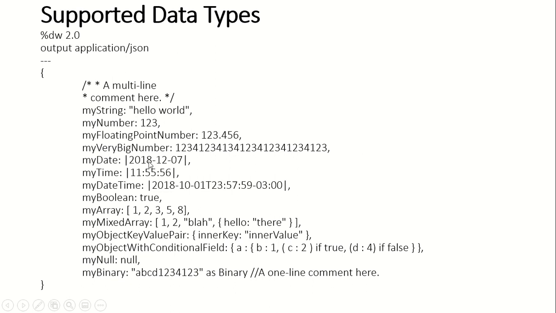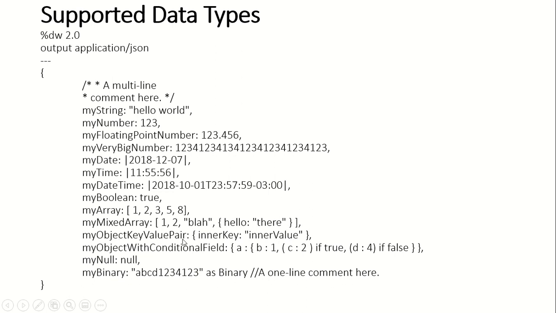There is a my date variable, a date data type, where you can type the date in the format YYYY-MM-DD and put it between pipes. There is a time. There is a date time. This is the format of the date time. There is a boolean variable. There is an array variable. There is a mixed array which holds some integers, some strings and some objects.